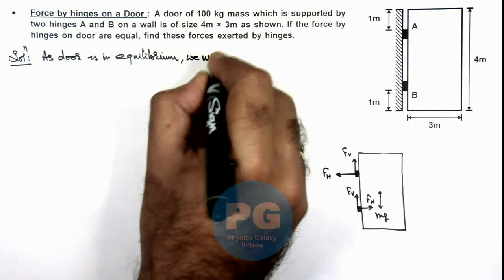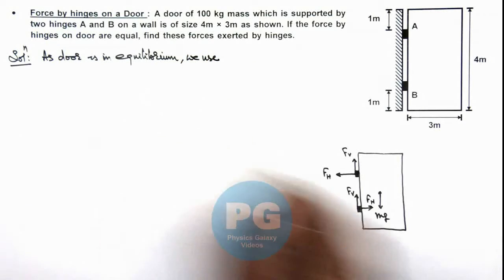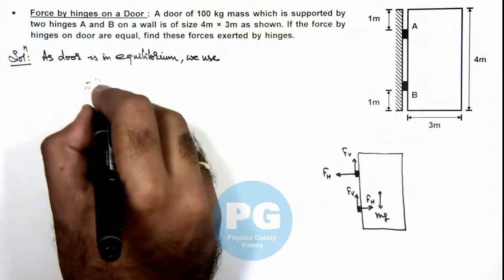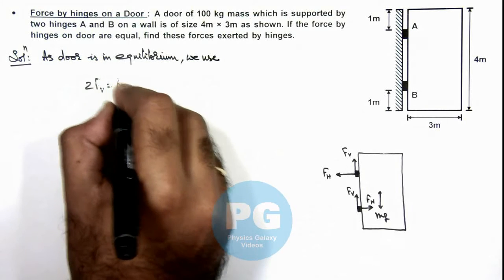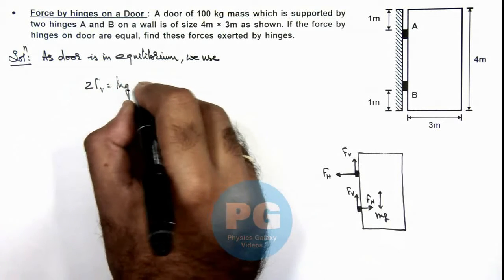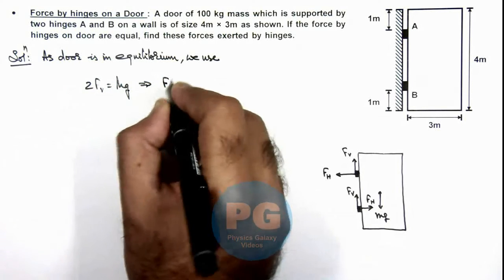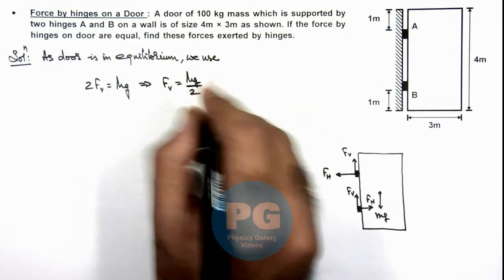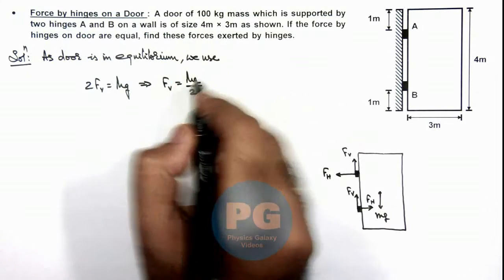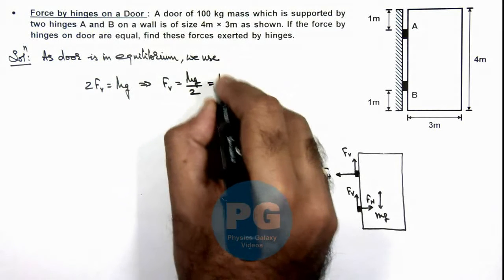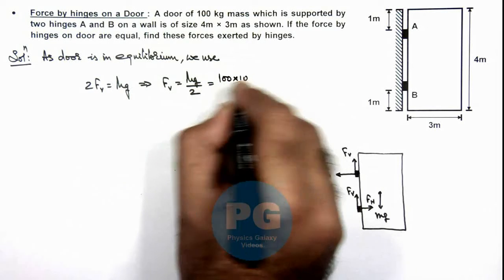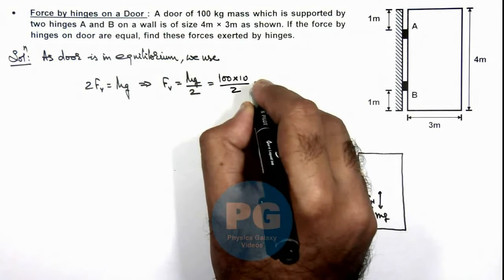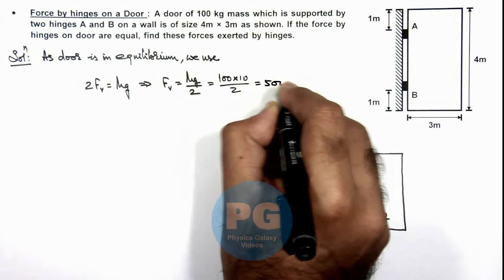Here we use, in this situation, we can write twice of FV is equal to mg, which will give us the value of vertical force applied by the two hinges, that is mg by 2. And the mass is 100 kg, g we can take as 10. So this is 100 multiplied by 10 by 2. So the value of vertical force by hinges is 500 Newton.